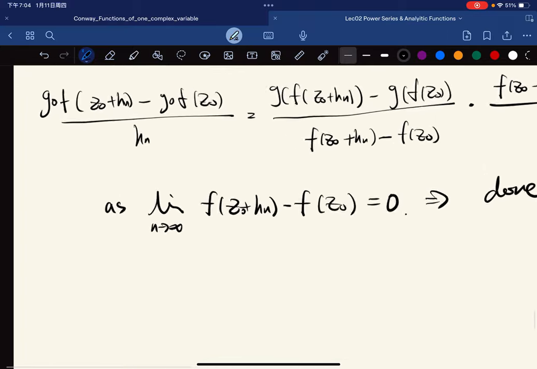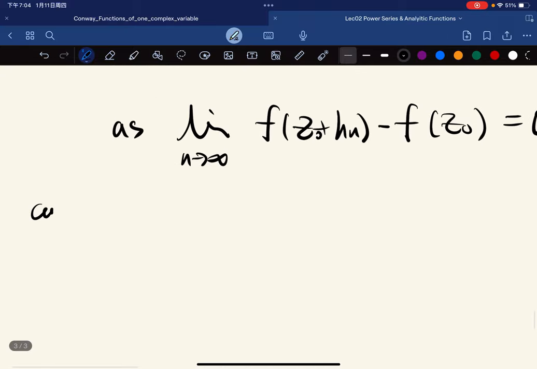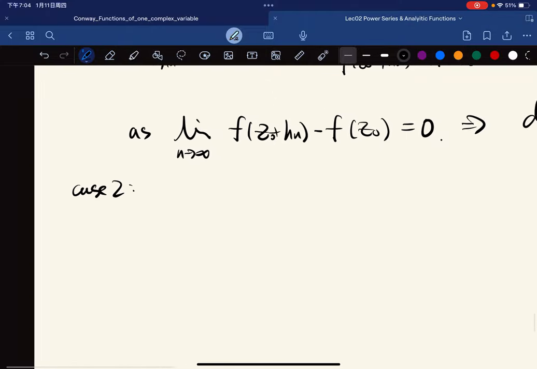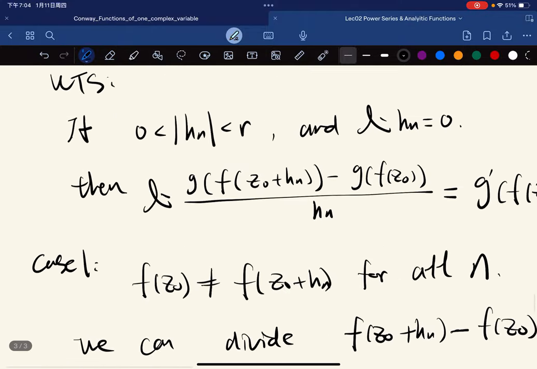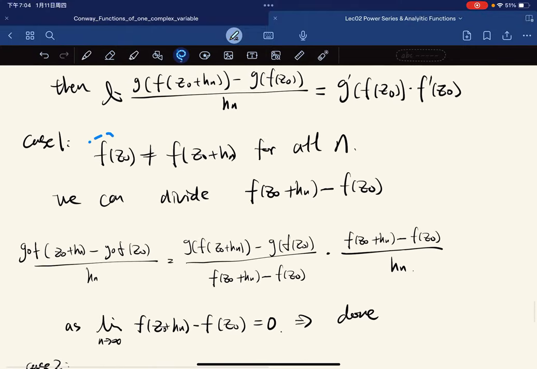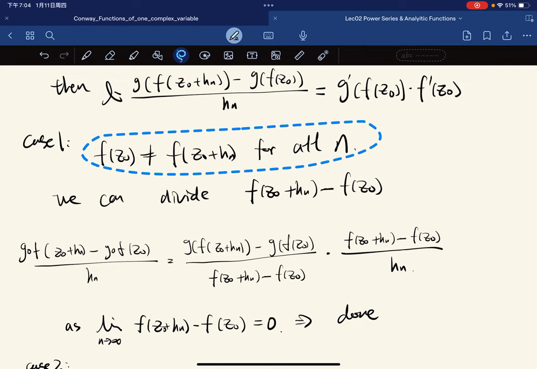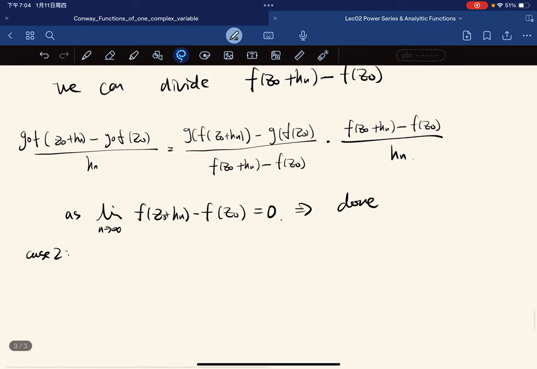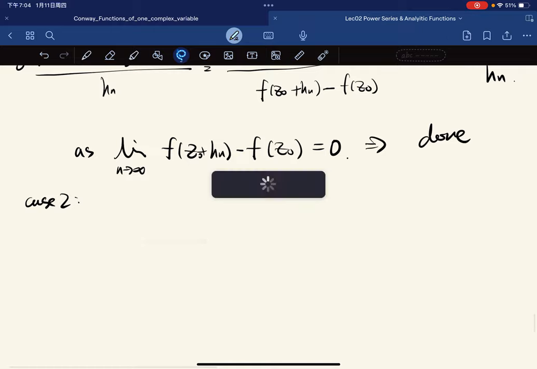Case two is the different case, when we have omega.